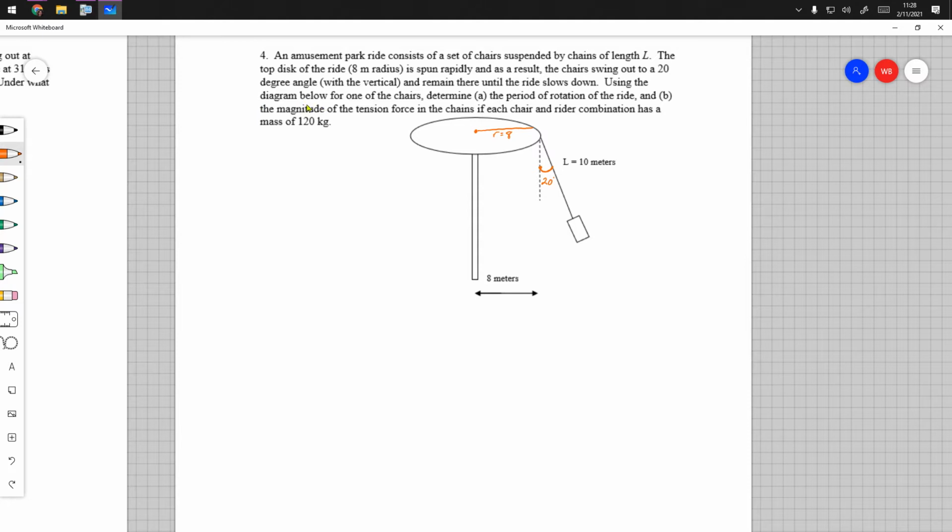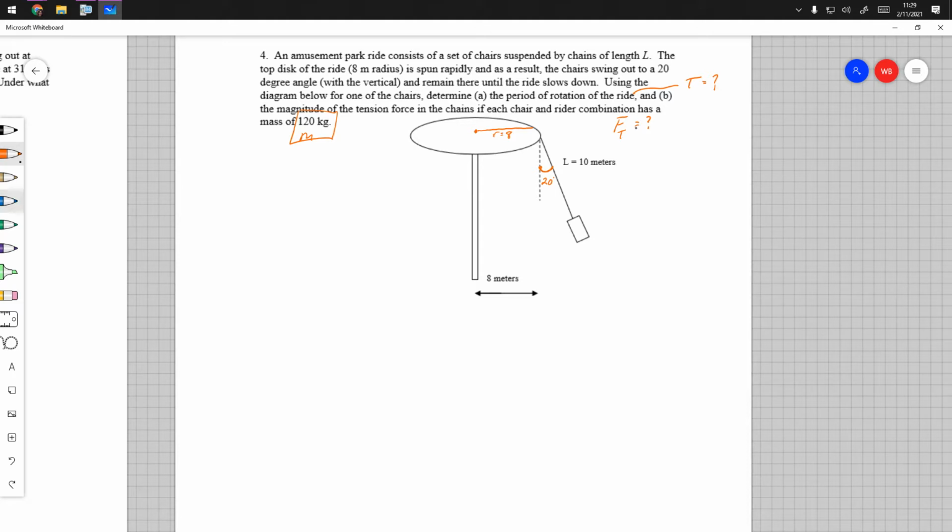Using the diagram below for one of the chairs, determine the period of rotation. So we're looking for capital T, the period there is a big question mark. And the magnitude of the tension force in the chains of the chain and rider combination has that mass here. So that's mass. And I'm looking for... And now, see, if I did T for the tension force, that's going to be very confusing with my period there. So I'm not going to use T for the tension force, but I'm going to use F sub T for my tension force there and say that's a big question mark because that's what we're actually trying to find.